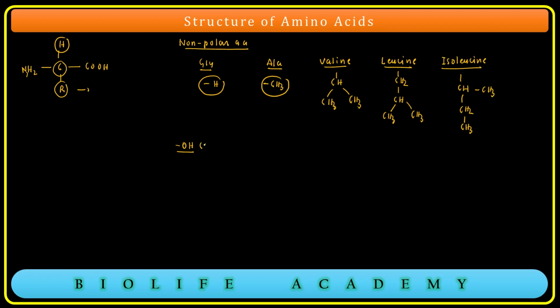that is the hydroxyl group containing amino acids. In serine we can see that a CH2OH group is attached to this chiral carbon. Next is threonine. Here we can see a CHOH CH3 group attached to the chiral carbon.